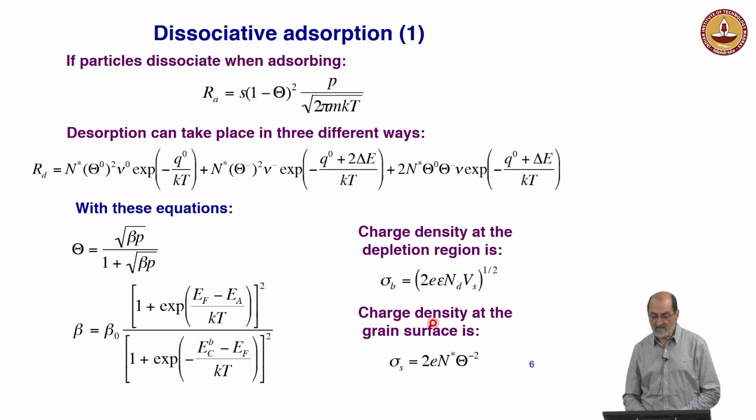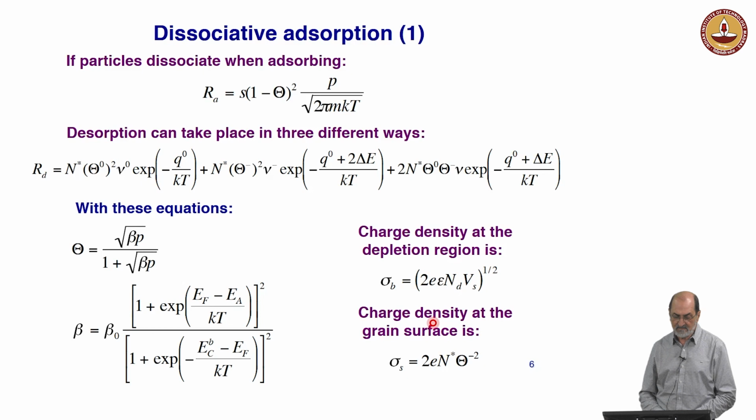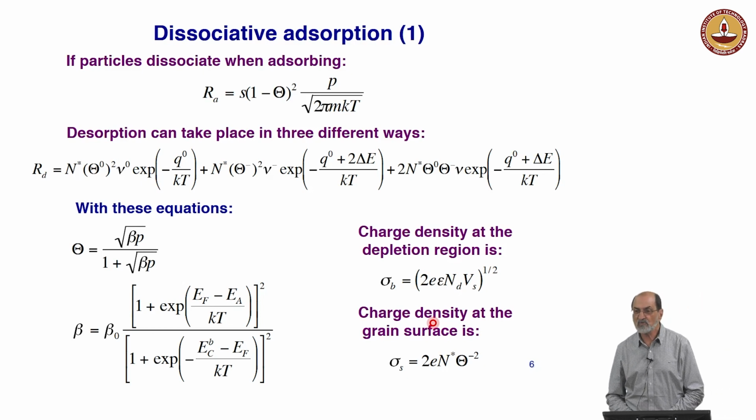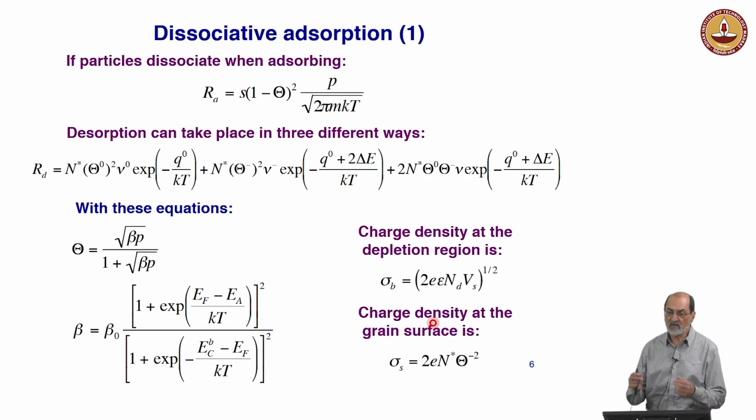I extended these ideas of Wolkenstein to adsorption when we have a molecule adsorbing and that molecule dissociates into two atoms. So things do not change much. We have a square root here, and this is the form of beta. Essentially equilibrium is reached when the amount of charge in the bulk, I mean in the depletion region, is equal to the amount of charge which is at the surface. Yes, we need neutrality.